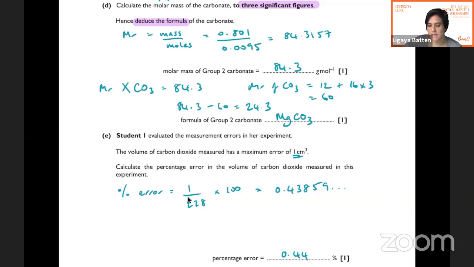So this means that we know that the base is less than 1% error in our measurement, which is pretty good.